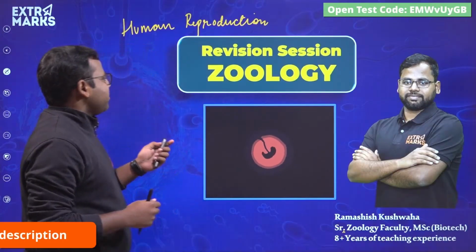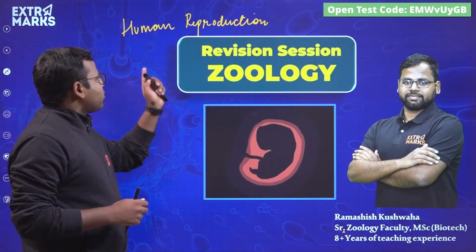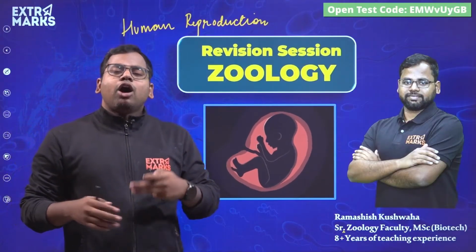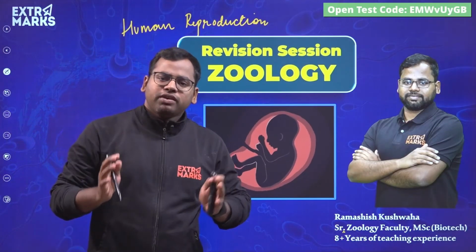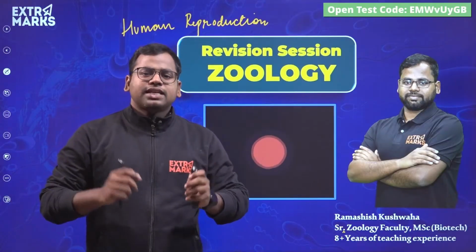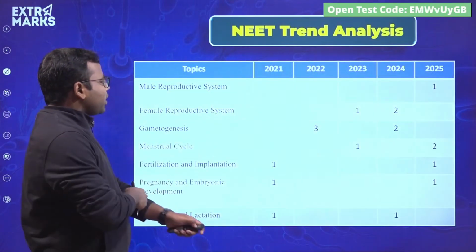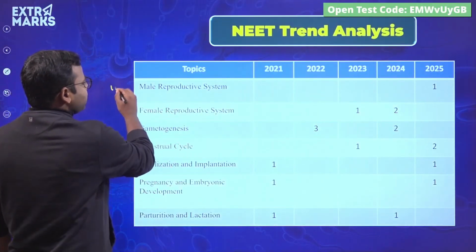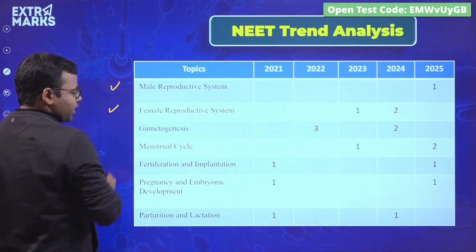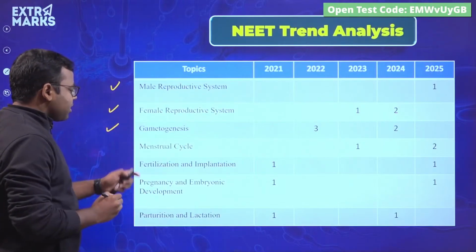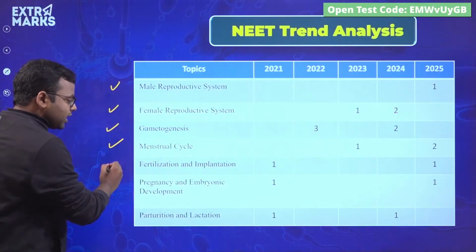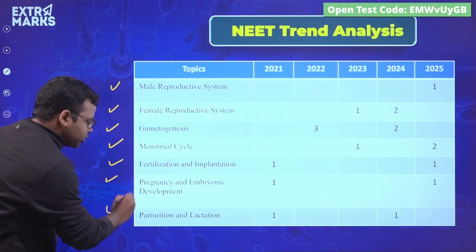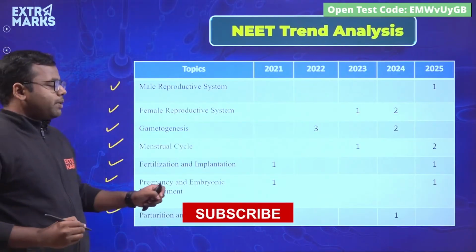So now, moving ahead, we are going to have all important questions from the chapter Human Reproduction. Before that, I just want to let you know how many questions are asked from different topics in different years. So let's have a look. In the Human Reproduction chapter, you can see the human male reproductive system, female reproductive system, gametogenesis, menstrual cycle, fertilization and implantation, pregnancy and embryonic development, parturition and lactation. All of these topics are there.